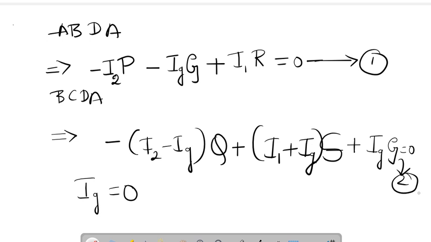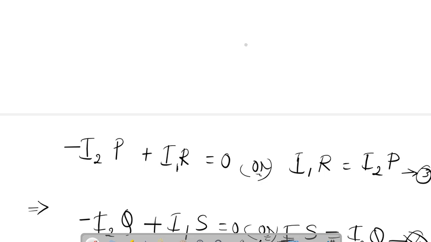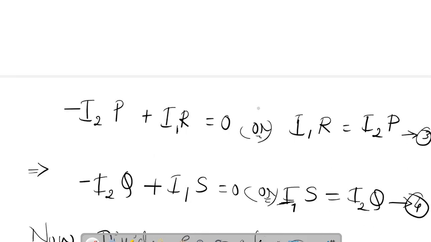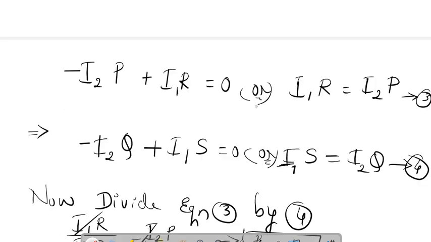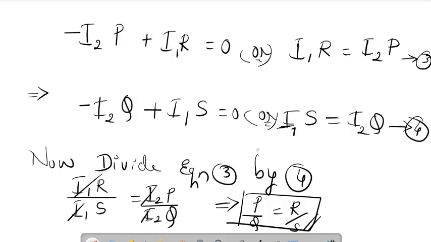Suppose the Wheatstone bridge is balanced. I have told you when it is balanced, the net current flowing through the galvanometer in between B and D is equal, therefore the current Ig will become 0. So if you substitute Ig is equal to 0 in equation number 1, you will get I1 into R is equal to I2 into P. This is equation number 3. If you consider Ig is equal to 0 in equation number 2, you will get I1 into S is equal to I2 into Q. This is equation number 4.